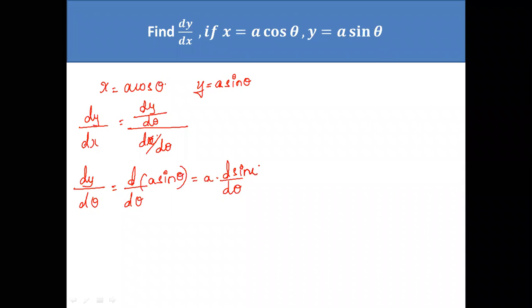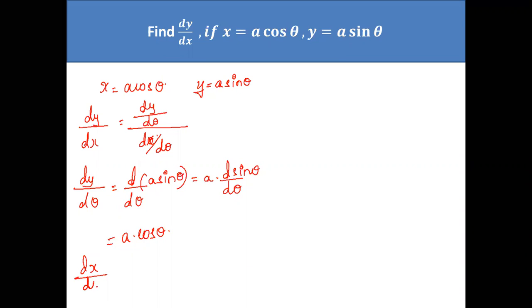Now tell me, what is the derivative of sin theta? It is cos theta, correct? The derivative of sin theta is cos theta. So you will get a into cos theta. Then you have to find dx by d theta.